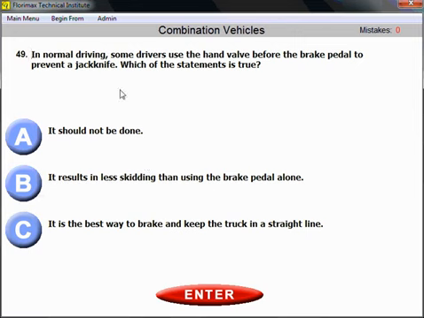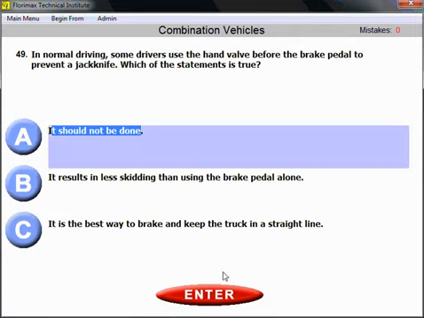Question number 49. In normal driving, some drivers use the hand valve before the brake pedal to prevent a jackknife. Which of the statements is true? The true statement is A. It should not be done. Never use the hand valve except for checking, when you test the brakes. But never use it, should not be done. Hand valve should never be used during driving. Okay? Very good.